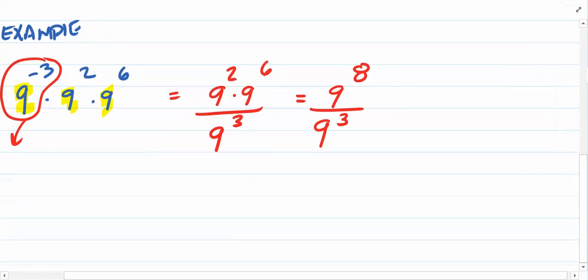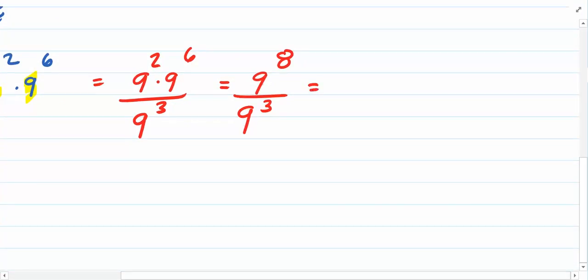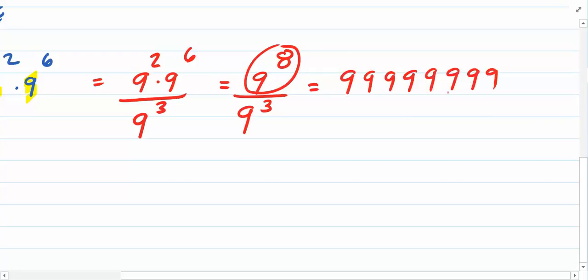What do you mean by that? Let's go ahead and do that. This means 9 how many times? So 1, 2, 3, 4, 5, 6, 7, 8. On the bottom, how many do I have? 1, 2, 3. I'm multiplying everywhere, right?